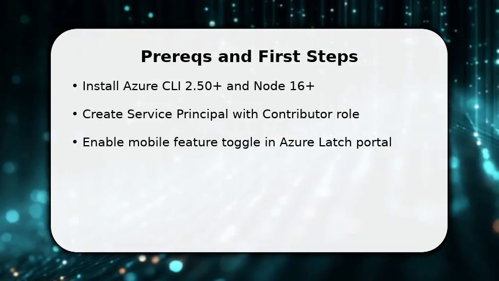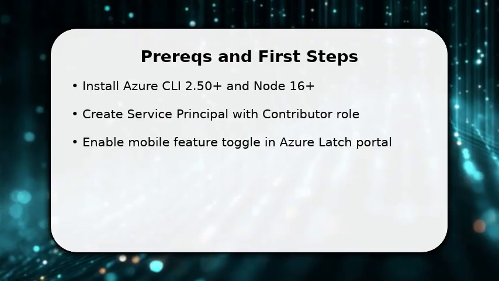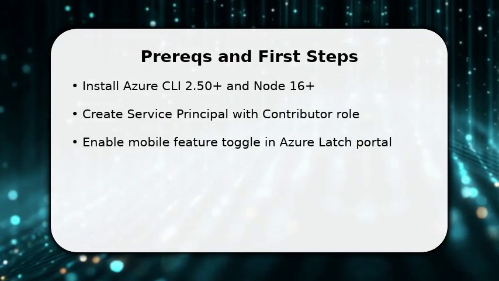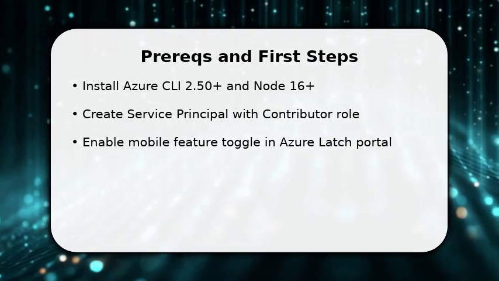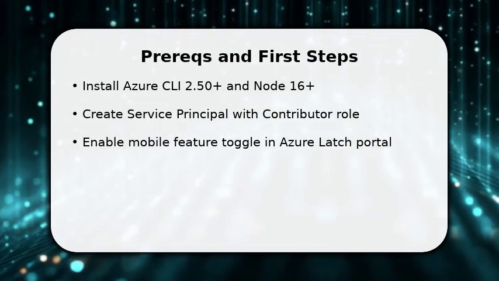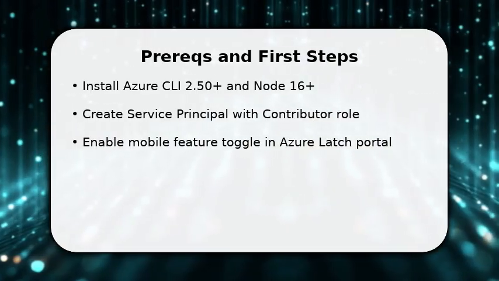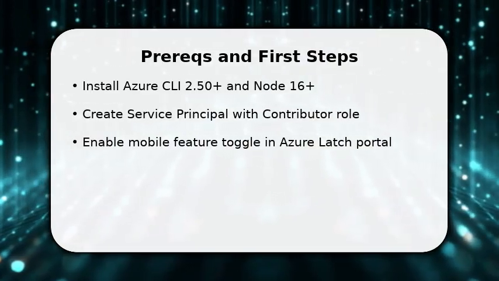Then, scaffold a minimal mobile project and add the Azure Latch SDK package. Make sure to store the client ID and secret securely. You will need them for runtime authentication. This immediate work gets you into a runnable state, so you can iterate quickly and avoid later configuration drag.